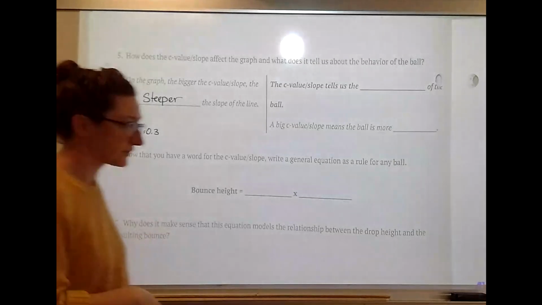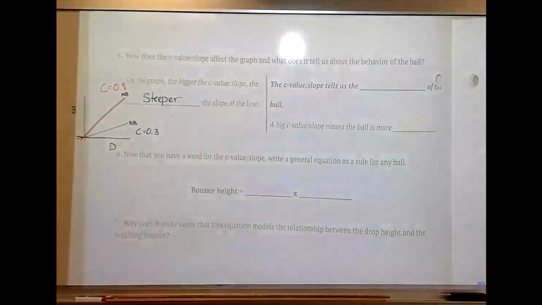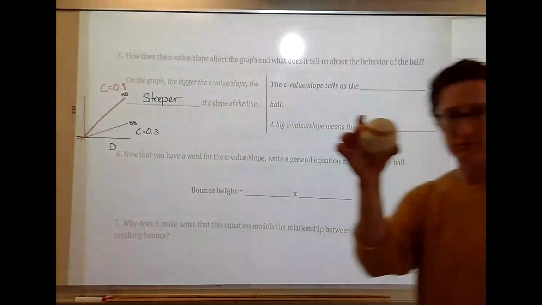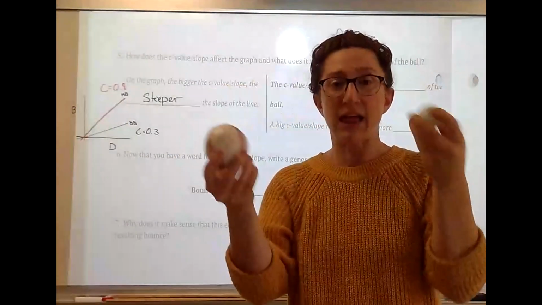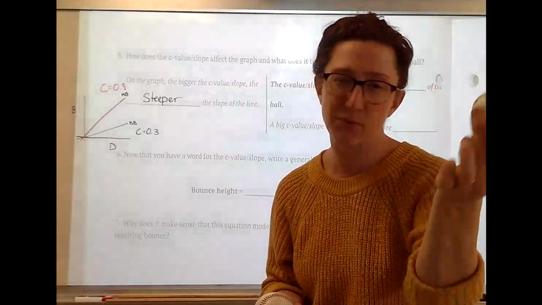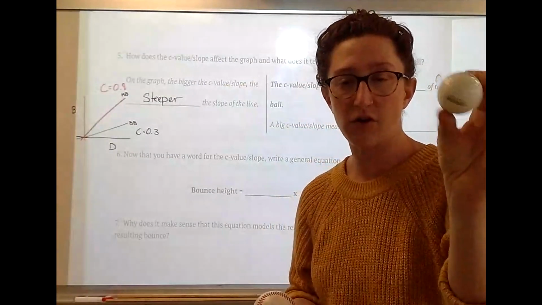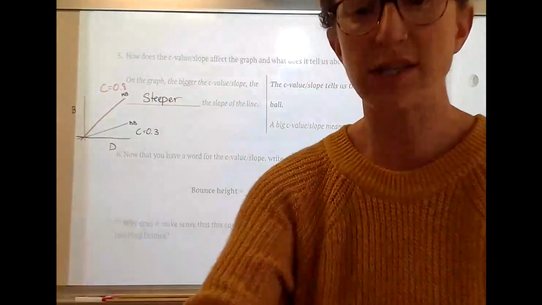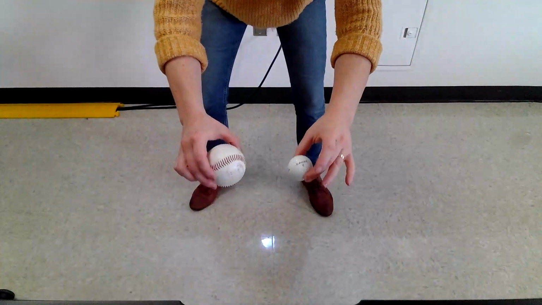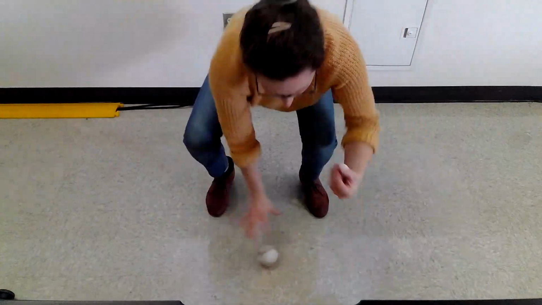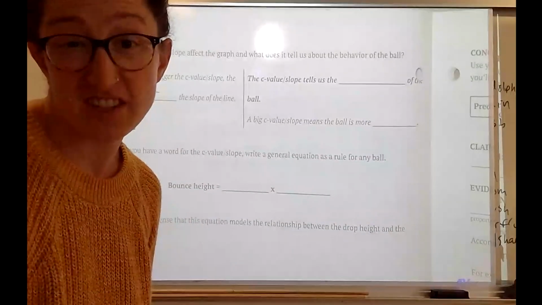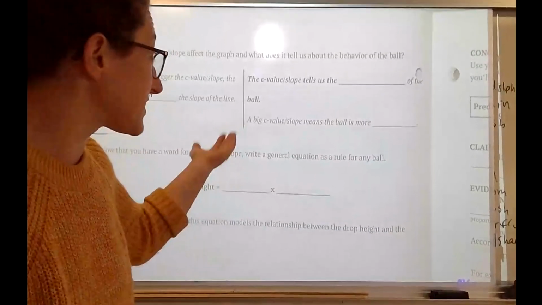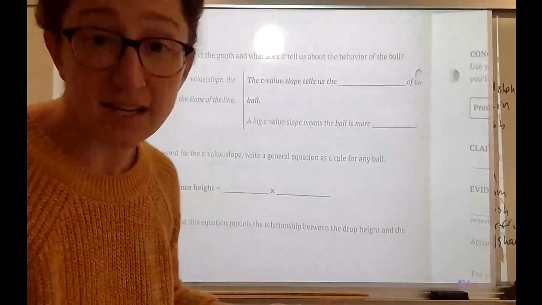Here are these two again, right? This one has the bigger C value. I'm pretending that one was the golf ball, but this one has the big C value. This one has a smaller C value. What's different about their behavior? You hopefully should know this, right? Let me see. Okay, hopefully you got that. The bigger the C value means the ball is more bouncy.